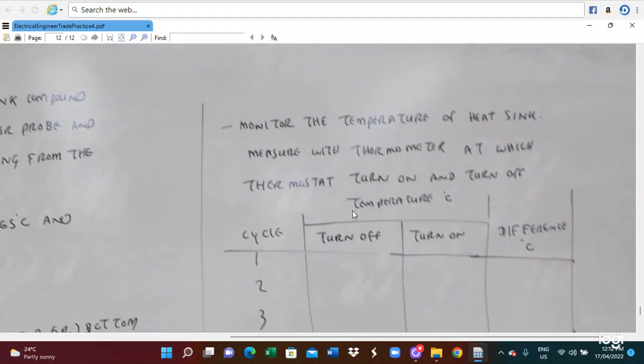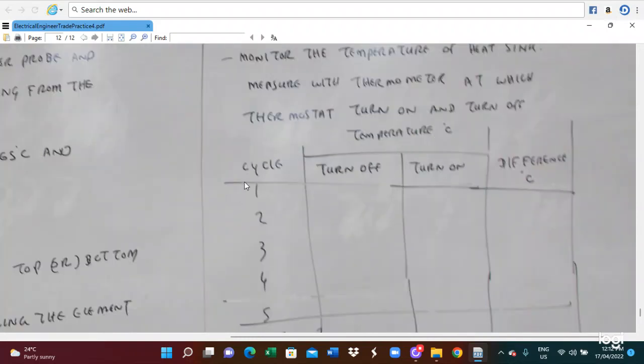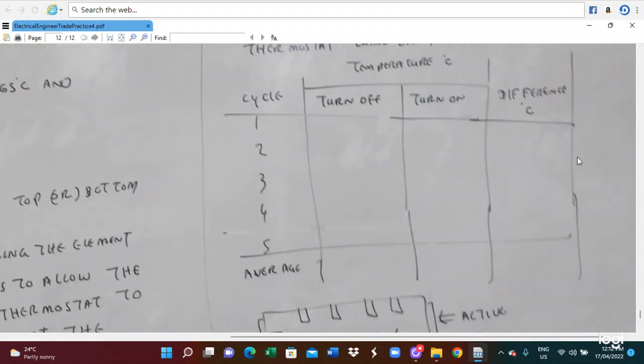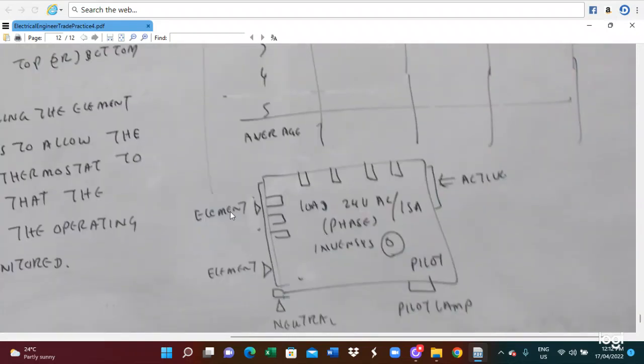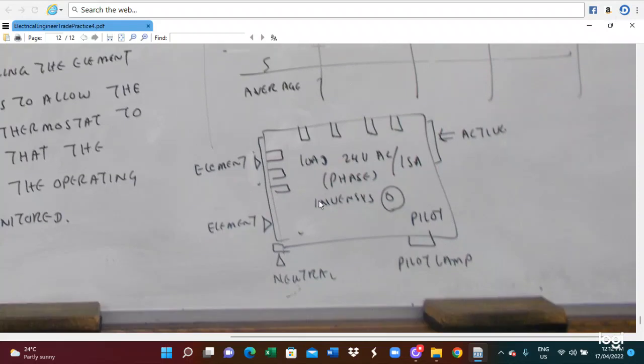So then you have to monitor the temperature of the heat sink and measure it with the thermometer, switching the thermostat on and off. So this is the temperature cycle, on and off, at different degrees centigrade. This is also a connection of the control diagram.